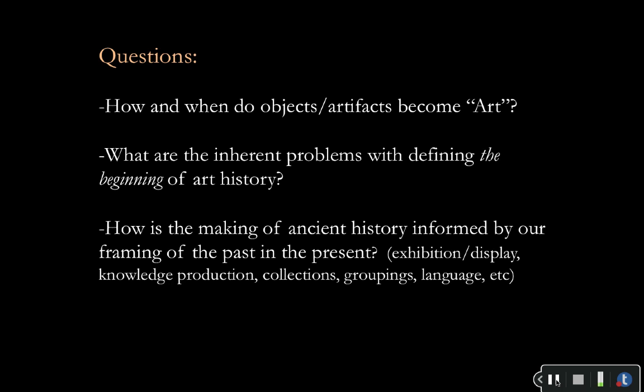And then number 3, how is the making of ancient history informed by our framing of the past in the present? So here you'll think about exhibition and display, knowledge production itself, who produces knowledge, and how does that knowledge become reified, especially in our art historical textbooks. How do collections get formed, that is to say in museums. What do museums collect and what do they value as art and as artifacts? How are objects grouped? And then lastly, language. How do these things inform the way that we frame our past?